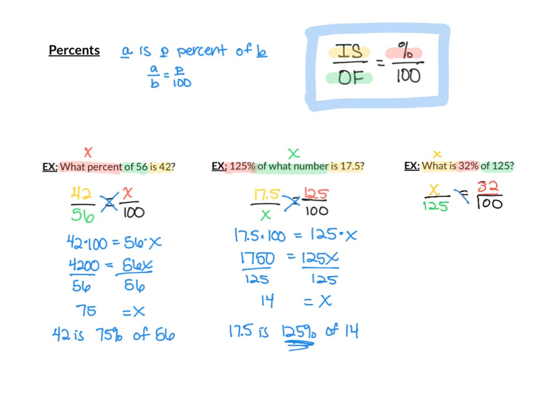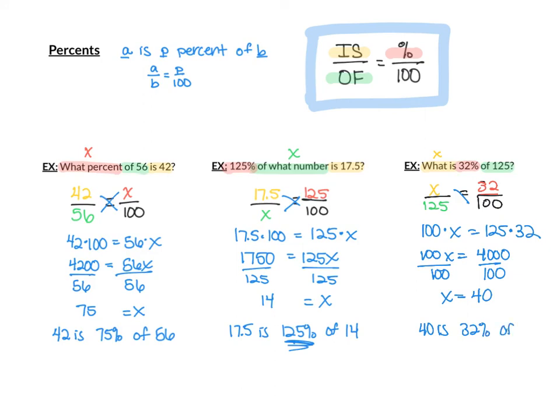Your cross products should look like 100 times x equals 125 times 32. And we get 100x equals 4,000. Now I'm going to divide by 100, and we get x equals 40. So we could say 40 is 32% of 125.